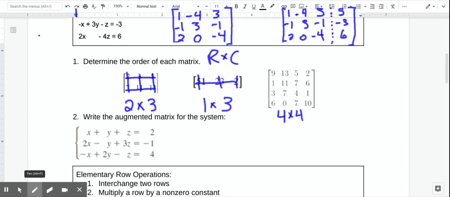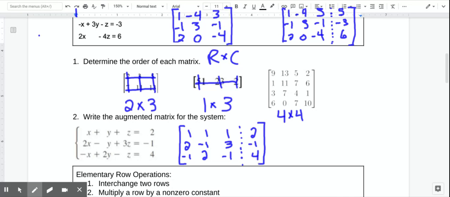And then if we want to write the augmented matrix for this system, we start with the coefficients. So 1, 1, 1, 2, -1, 3, -1, 2, and -1. Then we put this little dotted line in and we put what's on the other side, the equal sign, 2, -1, and 4. Okay, and that is the augmented matrix.